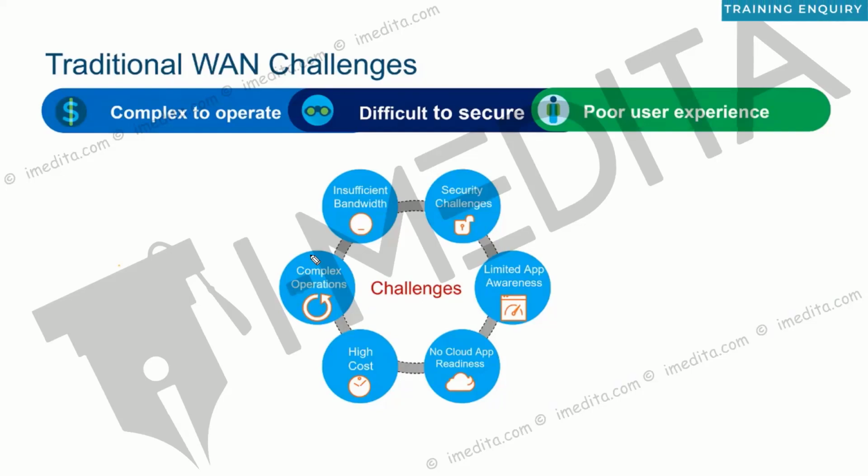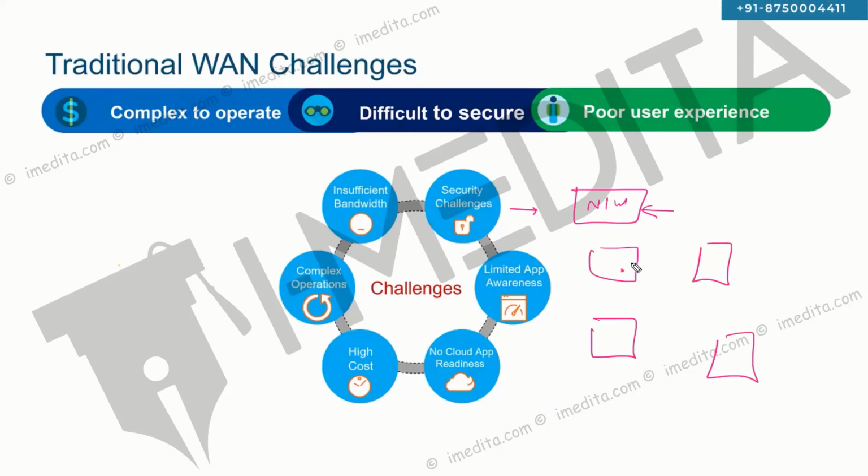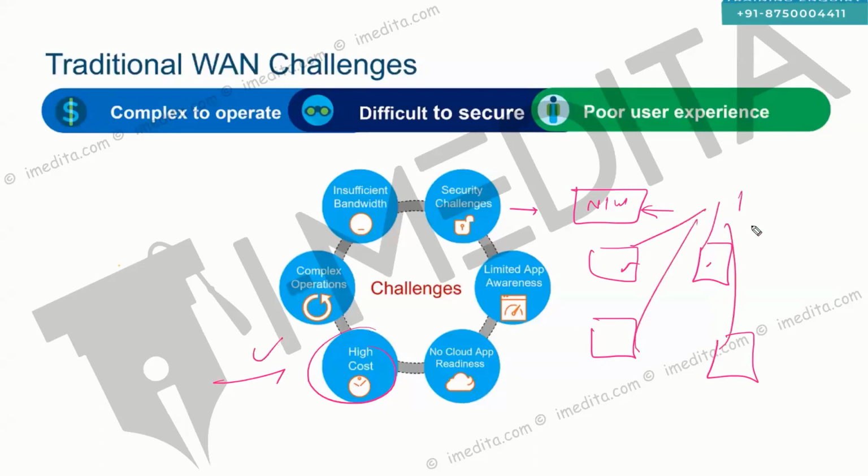The same thing goes, for example, for security. You can have very good security in your network by adding a firewall on all the branches. But again, if you add a firewall on all the branches, first of all, the cost is going to increase. Second, you have to manage all those firewalls one by one. So again, you are going to increase the complexity.